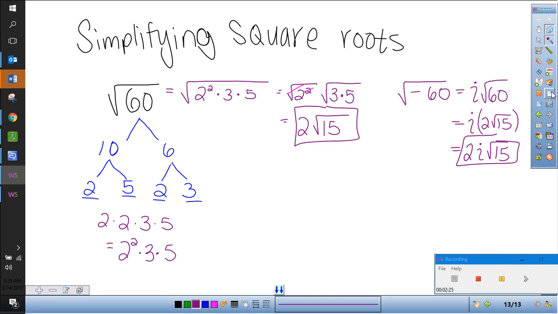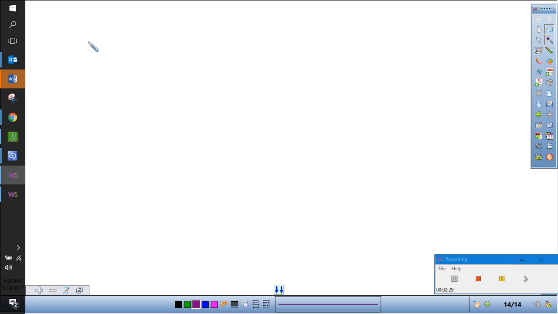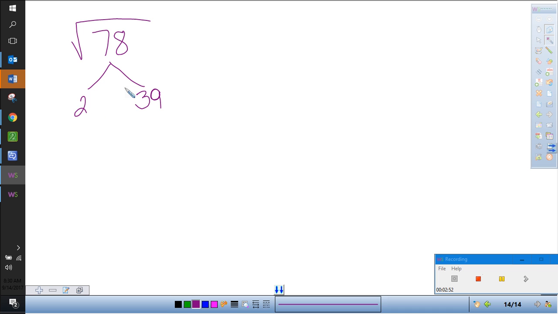All right, let's do another one. Let's look at the square root of 78. Well, this might not be one with as easy of a multiple, but I know it's even. Anytime it's an even number, I know 2 goes into it. So 2 goes into 7 3 times with 1 left over. That's 39. So 2 goes into 78 39 times. These are both prime numbers. Okay, 39 cannot be simplified any further. Since they are both prime numbers, we are done. The square root of 78 is only the square root of 78.